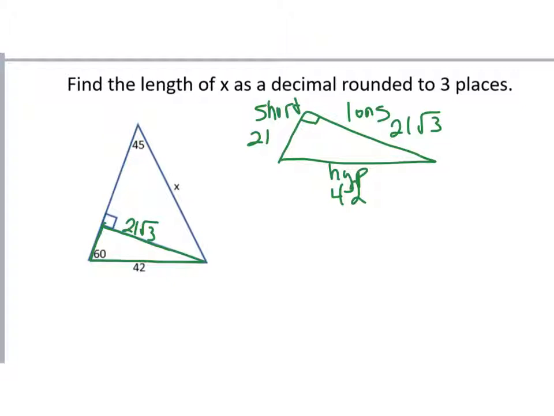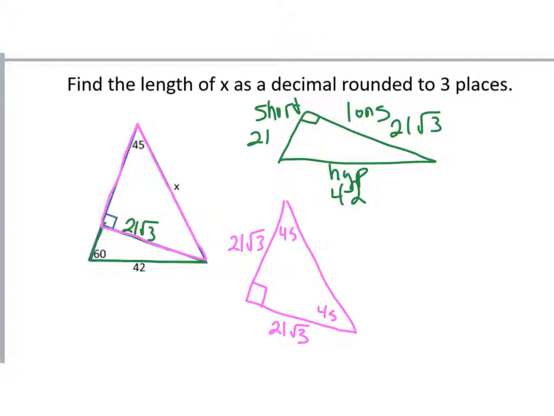Okay? So then if I look at this triangle, where I've got a 45, 45, 90, and this leg here is 21 square roots of 3 because we just found it. That means this one's also 21 square roots of 3. And then the hypotenuse is the leg times the square root of 2. So that's going to be 21 square roots of 6.